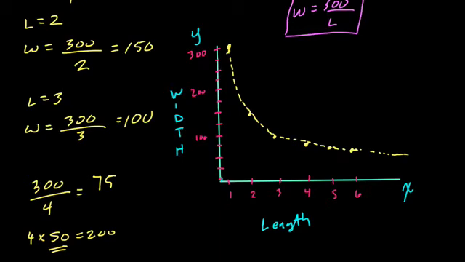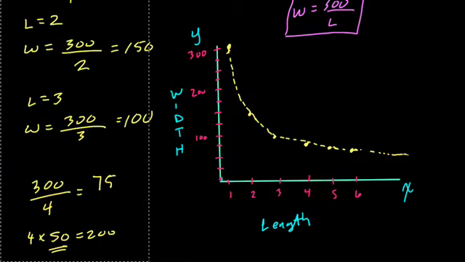Okay, so in the last video we talked about this graph right here, which is the graph of a rectangle with an area of 300. We looked at the different lengths and widths of possible rectangles where the area is 300 and plotted it out. Now here we're going to extend that investigation, and I'm going to clear some of this off.